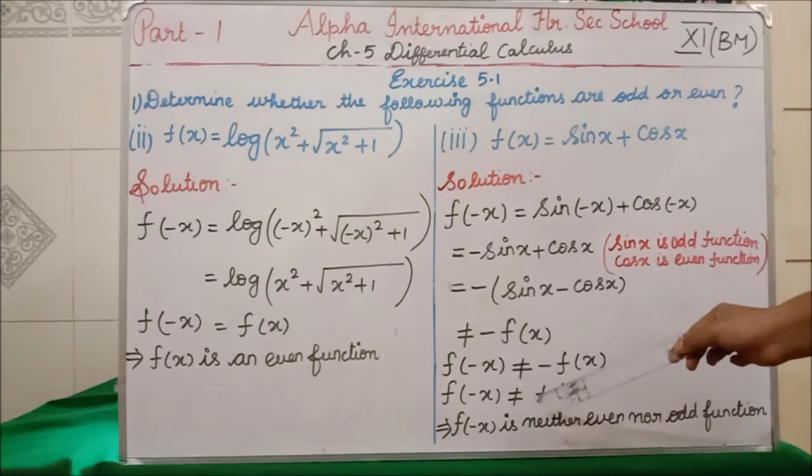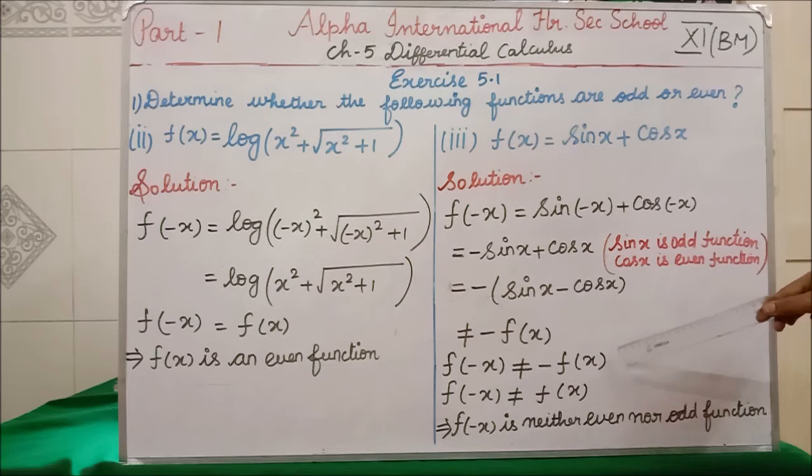Similarly, f of minus x is not equal to f of x. We are not getting odd function. We are not getting even function. Both the functions we are not getting here. So, you have to write f of minus x is neither even nor odd function.